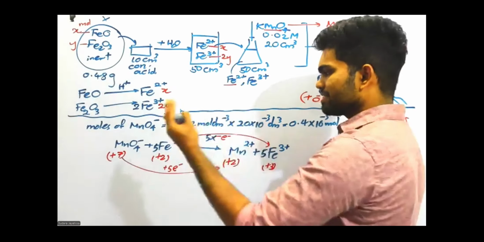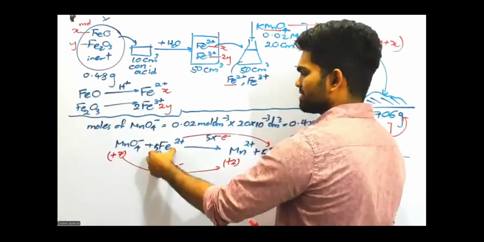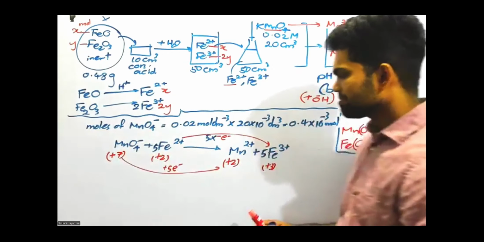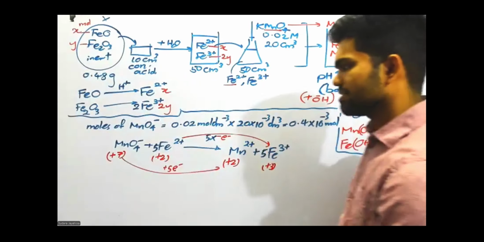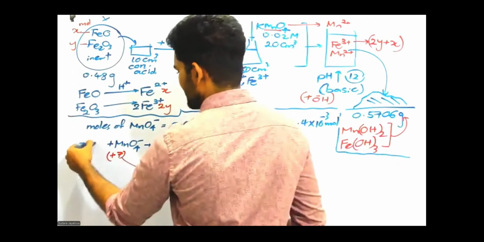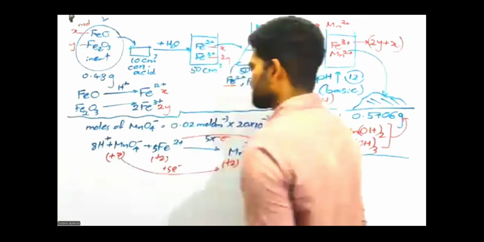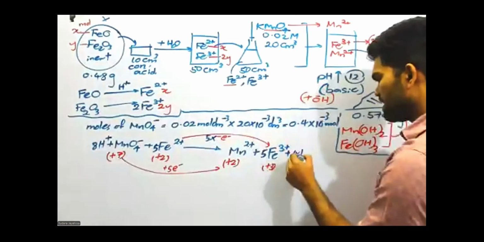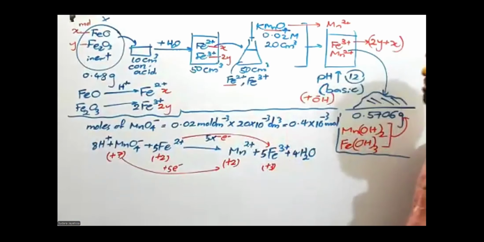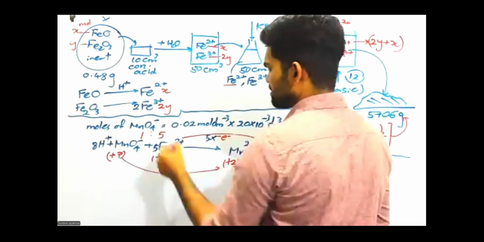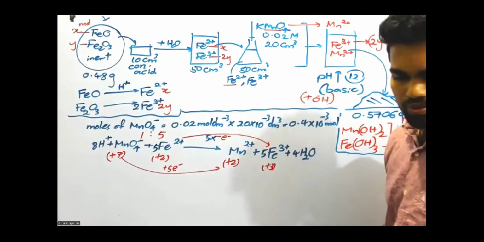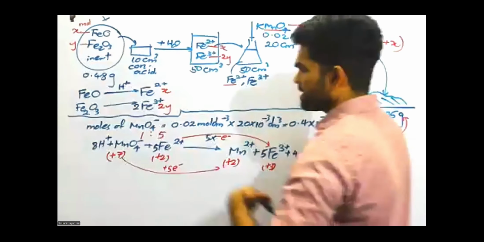Then let's balance the charges. Here it is plus 10 and minus 1, plus 9. And here it is plus 15 and plus 17. So 8H plus is missing. You can add 8H plus here, and then 4H2O. Understood? What is needed for our simplification is this 1:5 ratio.